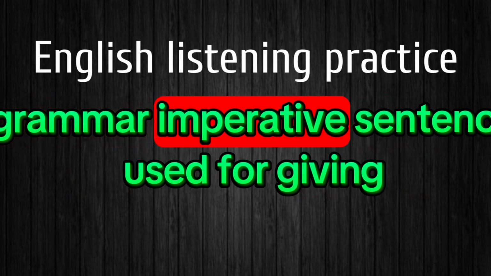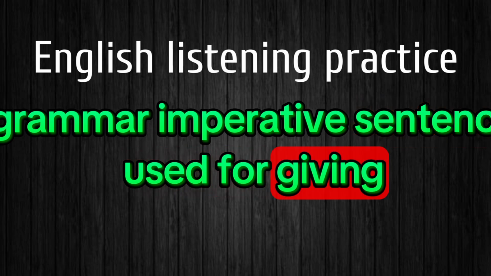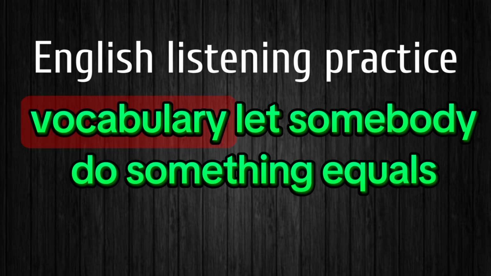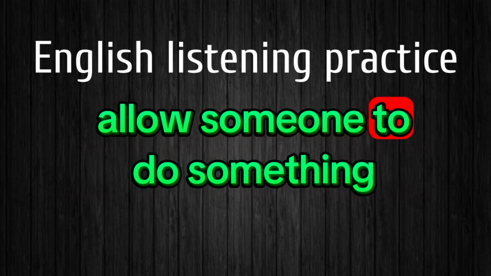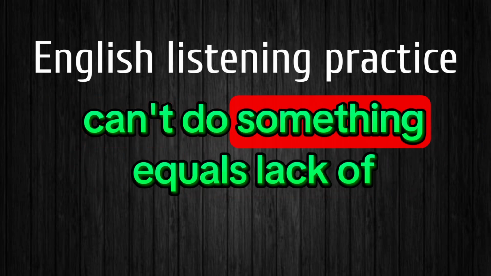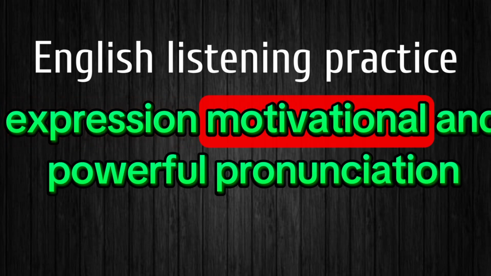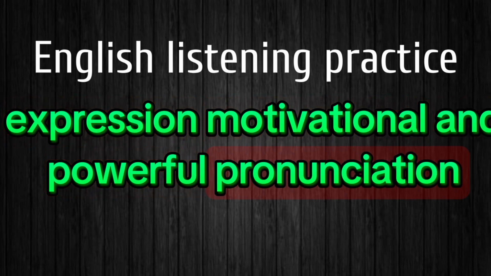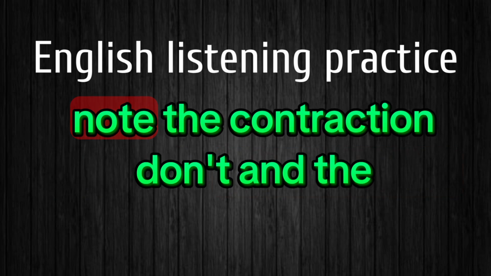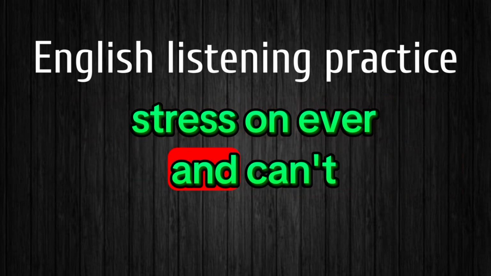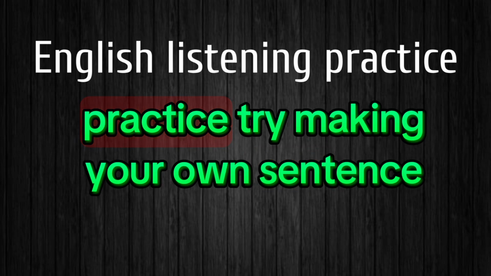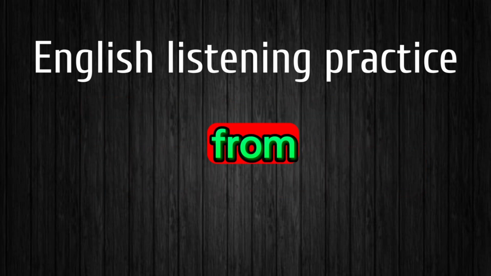Grammar. Imperative sentence, used for giving advice or commands. Vocabulary. Let somebody do something equals allow someone to do something. Can't do something equals lack of ability or permission. Expression, motivational and powerful. Pronunciation. Note the contraction, don't, and the stress on ever and can't. Practice. Try making your own sentence. Don't let your fears stop you from trying.